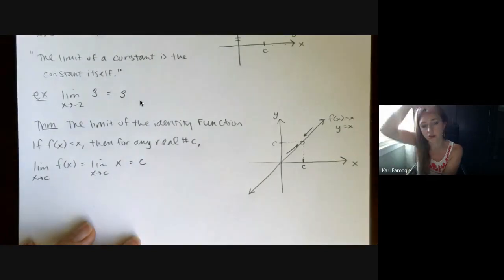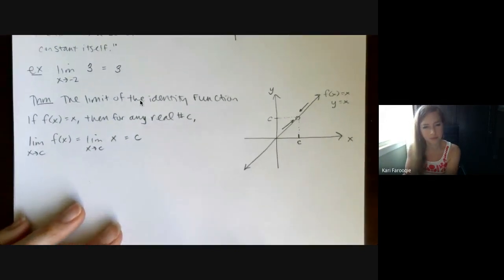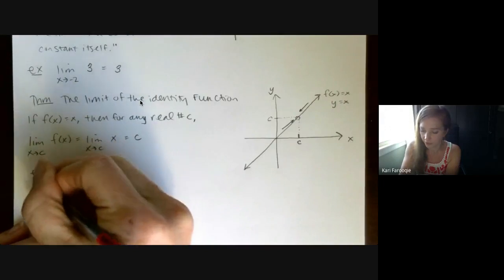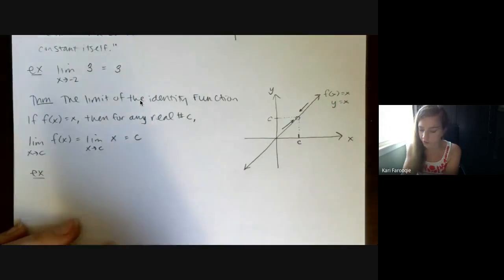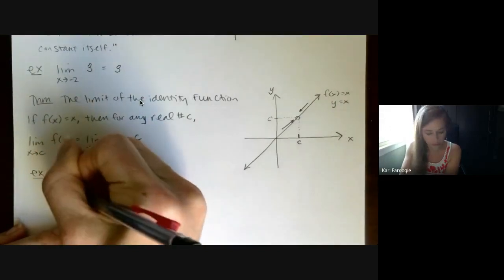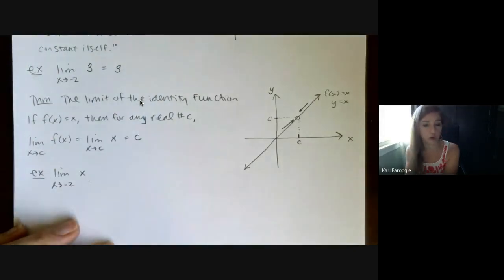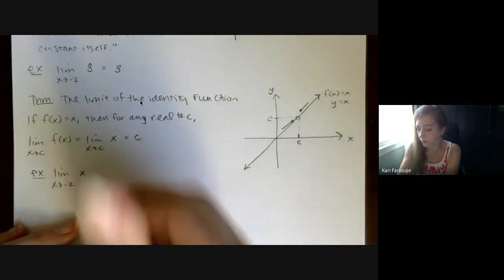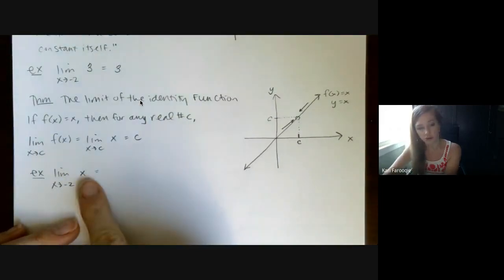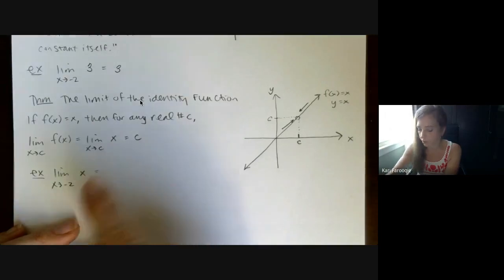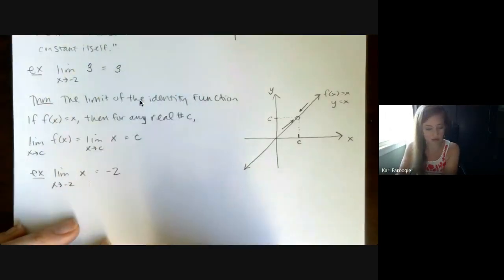So if you're looking at the function y equals x, as x approaches c, the limit is going to also be c. There's that. And then just a little example that goes with this might be the limit as x approaches -2 of x. Now, as long as your function is just x, you can just say that whatever value x is approaching, the limit of that function has to take on that value.